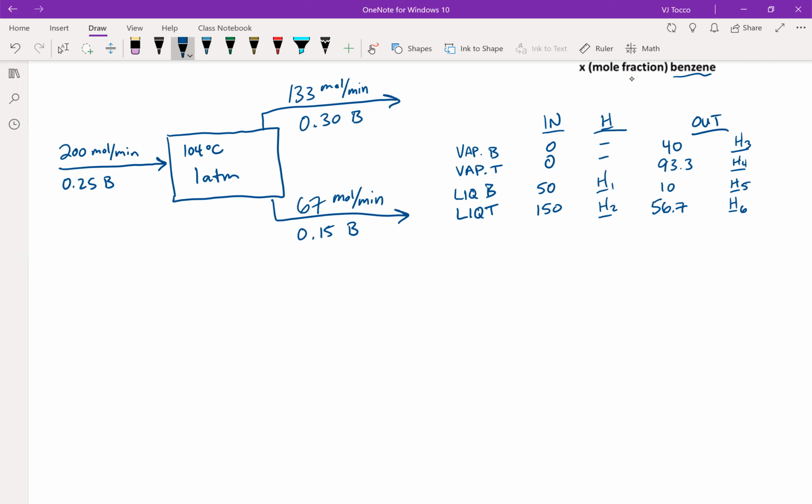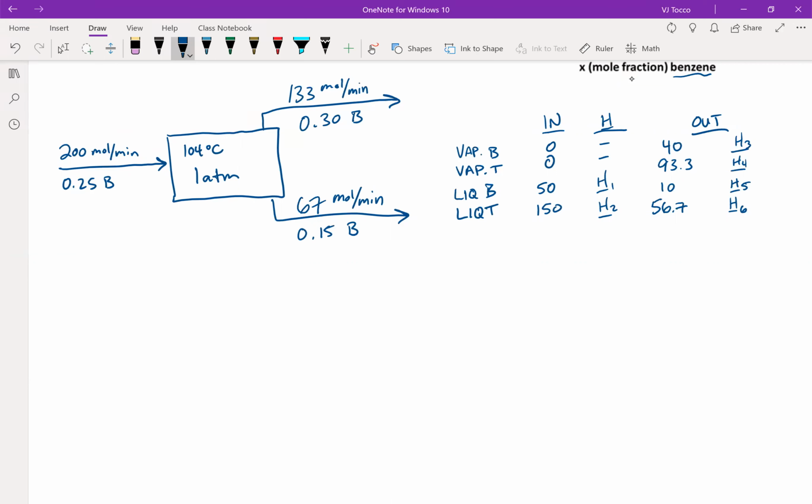The rest of the problem is going to revolve around finding what the H's are. All I'm doing to find these moles per minute is simply multiplying the molar flow rate times the composition of that particular component. And I should find that my balances work out. For example, I have 50 moles of liquid benzene coming in. 40 moles of vapor benzene plus 10 moles of liquid benzene is equal to 50. So my material balances are working out.